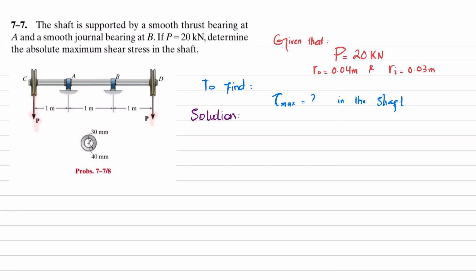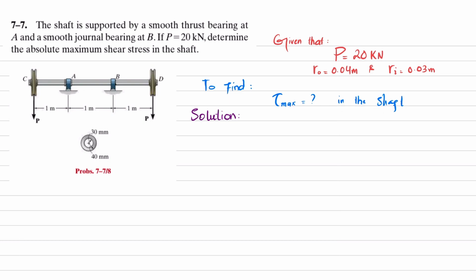This shaft is a hollow shaft having outer radius 0.04 meter, and inner radius 0.03 meter, while this load is 20 kilonewton. So you have to find the maximum shearing stress in the shaft. So let's start with the solution.